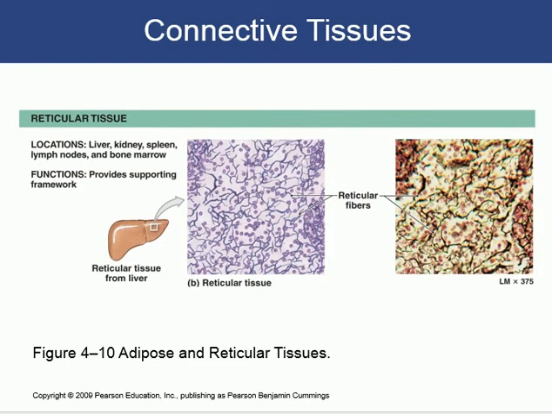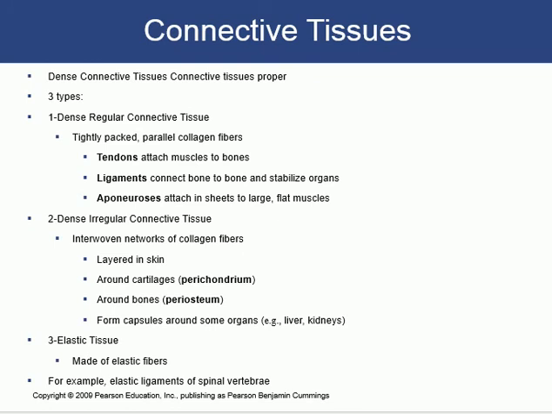Reticular tissue, location. Where is the reticular tissue? Liver, kidney, spleen, lymph node, and bone marrow. Location. What's the difference between tendon, ligament, and aponeurosis? Specifically, tendon and aponeurosis. What's the difference?